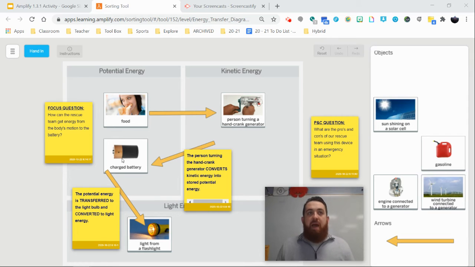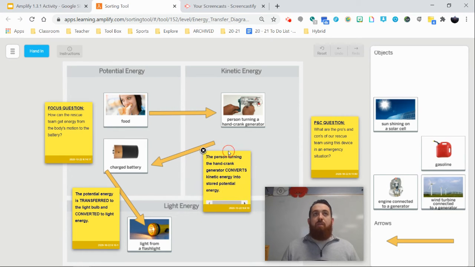Now, that charged battery obviously is a version of stored potential energy. It has the ability to move or change objects in the future. And once the rescue team is ready to use that flashlight for whatever reason, it can then take that potential energy and it will be transferred to the light bulb, where it's then converted into light energy.